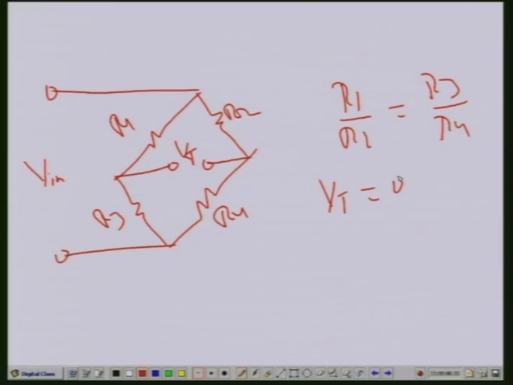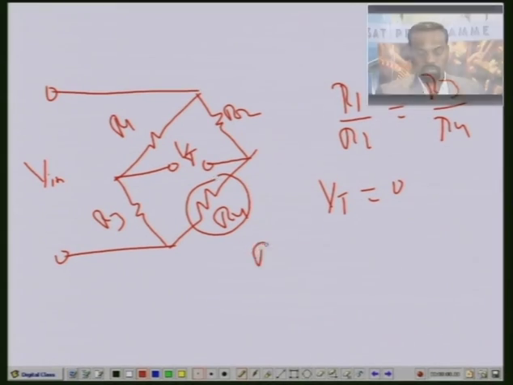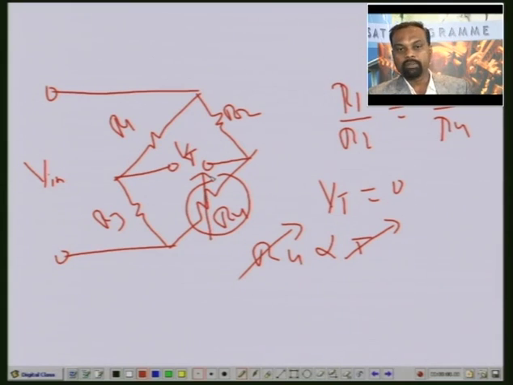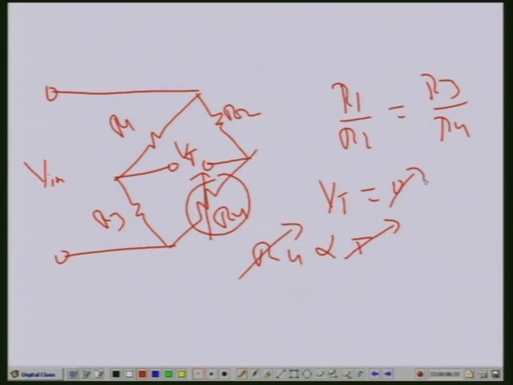Now let us assume that R4 is a transducer, and its value is going to change. The resistance of R4 depends upon temperature. As the temperature changes, R4 also changes, and because R4 changes, the bridge becomes unbalanced. So VT is also going to change; instead of 0, it may show you some positive value. So we can even use a resistor in a bridge network and measure the voltage available across the bridge, and that voltage is directly proportional to the change in temperature.